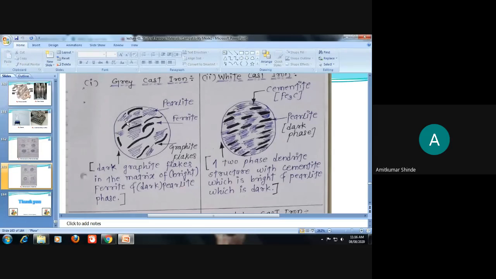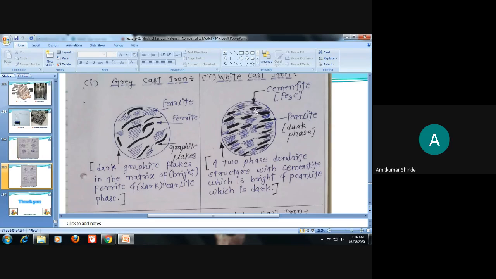A large amount of graphite will be there. So this is the microstructure for gray cast iron. Then this is the microstructure for white cast iron. In the white cast iron, two phases will be there, a dark phase and a bright phase. The bright phase is cementite, and the dark phase is pearlite. And due to this cementite only, it is termed white cast iron.